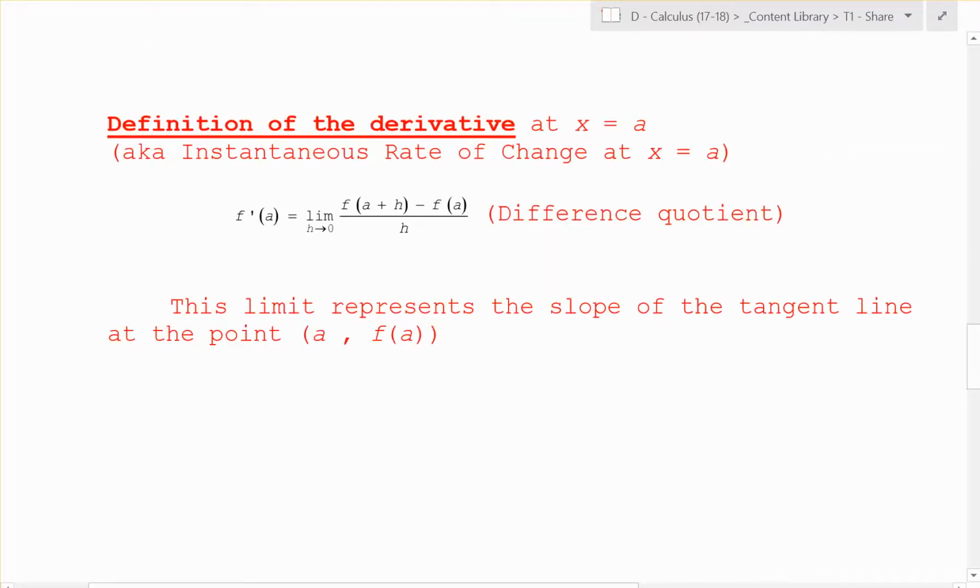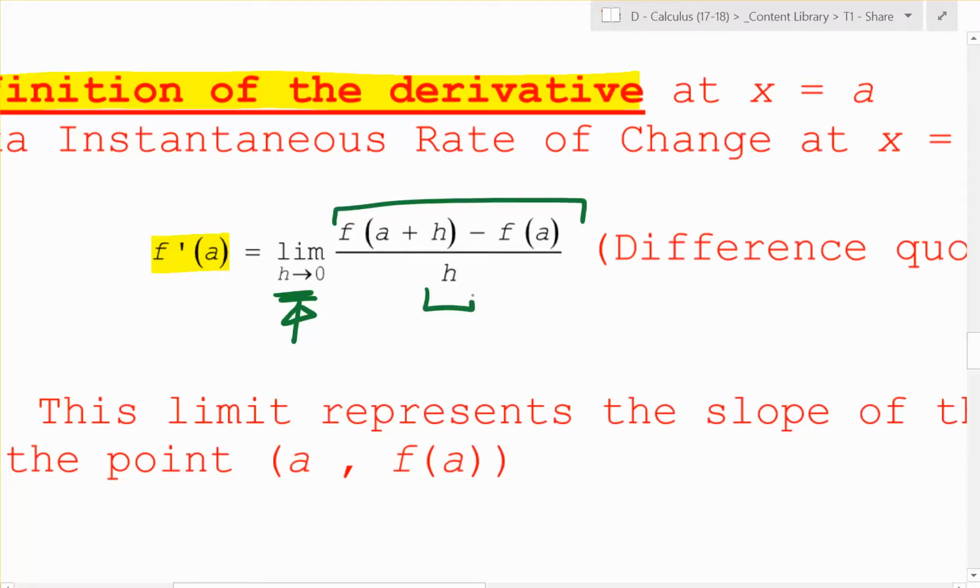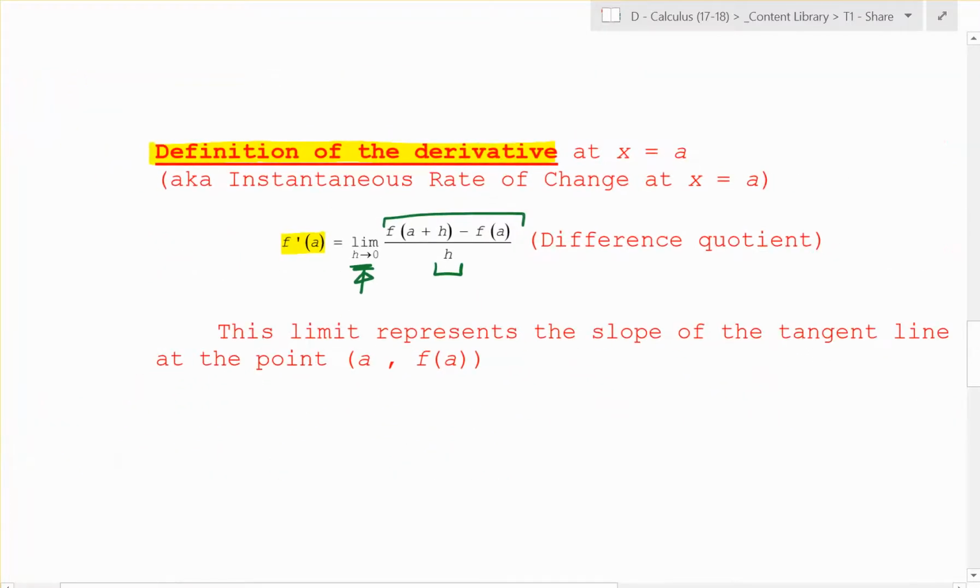To write it out nice and pretty, we're calling this the definition of derivative. The derivative of the function at a, the instantaneous rate of change of the function at a, is going to be the limit as h goes to 0 of f of a plus h minus f of a over h. h is going to 0. Another name for this is the difference quotient.